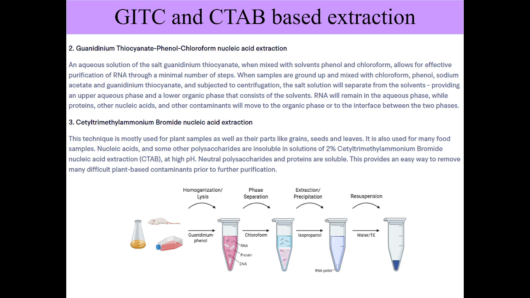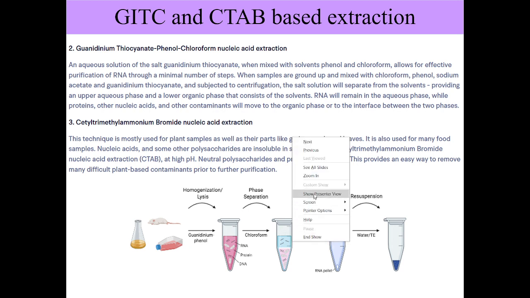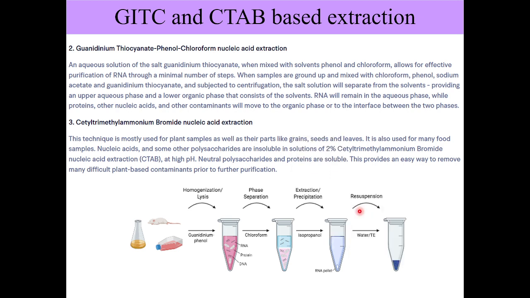So this upper layer is soluble. It has this RNA, and when you add isopropanol, it forms this pellet, right? So the RNA undergoes precipitation, and then you remove this solution and you redissolve this precipitate with water or a suitable buffer. This is the entire story of GITC along with phenol, chloroform and isopropanol for isolation of RNA.